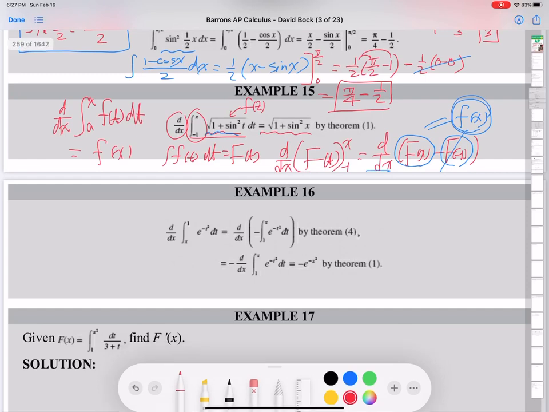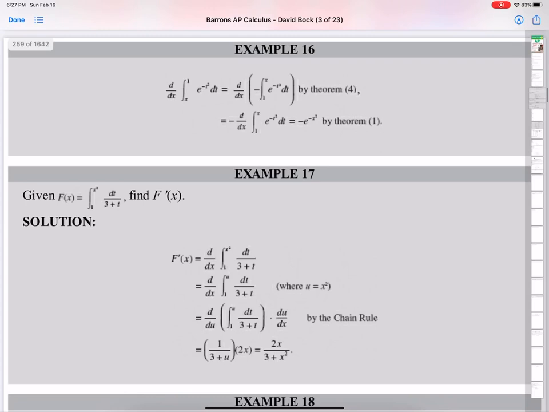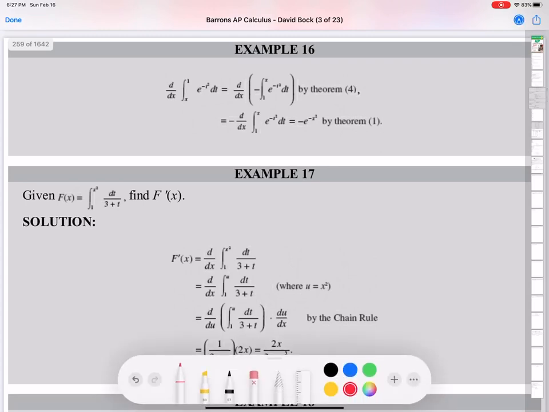Okay, let's do example 16. Example 16, same kind of problem, but it is opposite, right? x is in the bottom, 1 is in the upper limit. So you can change that. Do you know that the integral from a to b of f(x) dx, if you switch the top number and bottom number like b to a, f(x) dx, just put the negative sign, right? Because upper limit and lower limit switched. That's why I put the negative sign in front.